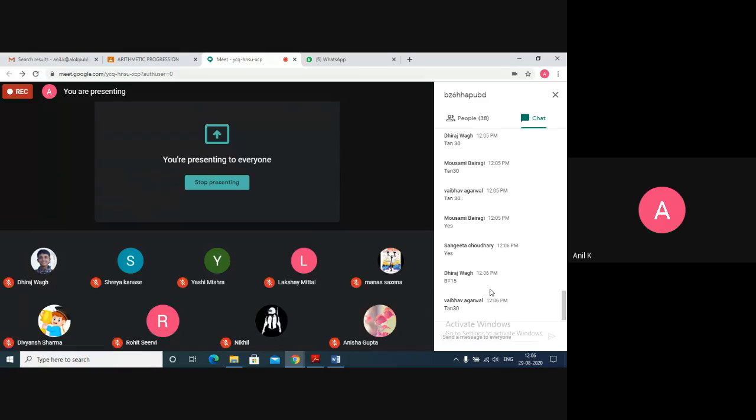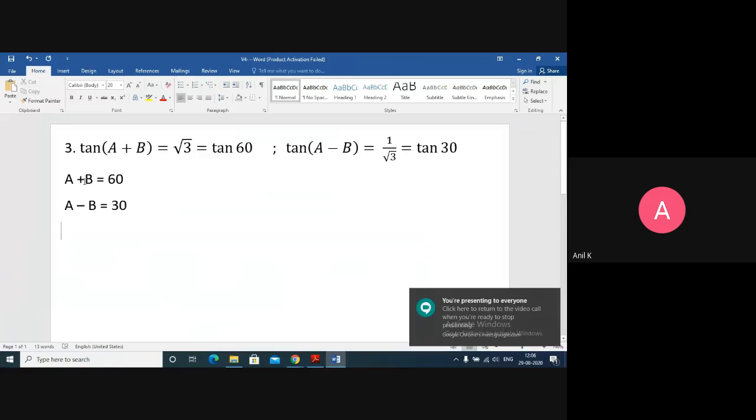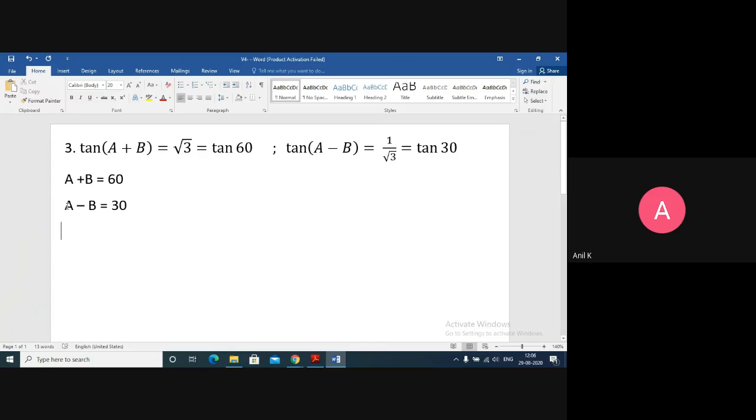Then what about A? You can solve this as a pair. Just add them. B and minus B will get cancelled. 2A equals 90. If 2A equals 90, then A equals 45. A equals 45, then B, we can find by substituting the A value in the first or second equation. So the B value will come as 15. A is 45 and B is 15. That's it. That is the question they asked.